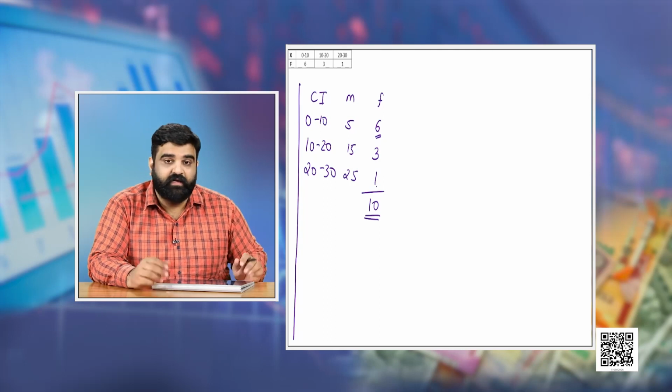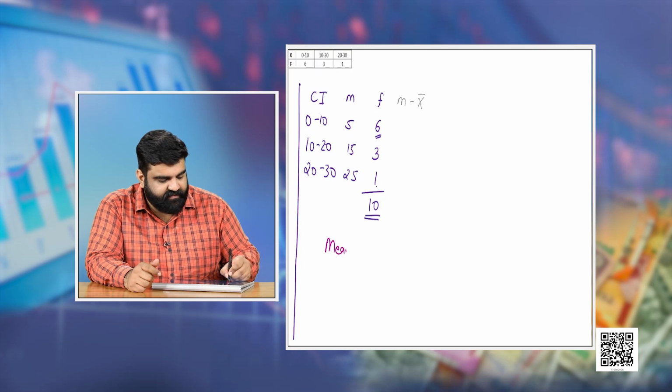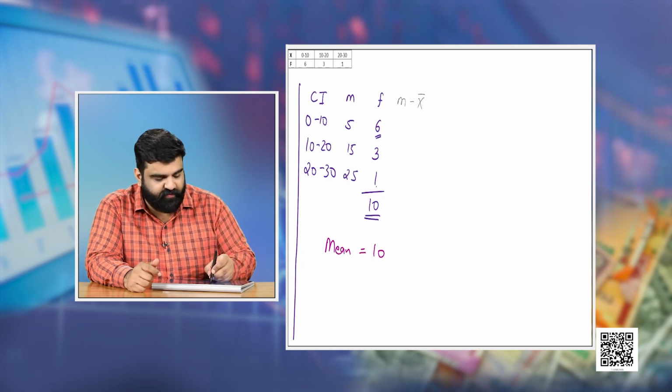So, I have the class intervals as 0 to 10, 10 to 20 and 20 to 30. Then I have the mid values as 5, 15 and 25. I also have the frequencies as 6, 3 and 1. Now let me calculate the difference between the mid value and the actual mean. So, I have m minus x bar, because my mean is 10. The differences will be minus 5, 5 and 15.